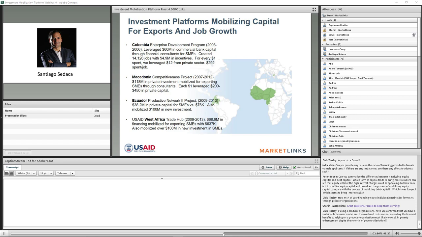Colombia was the first place where we understood the need to work on application preparation and deal closure to help companies that we were already helping through other technical assistance. In Macedonia, a few years later, was the first place where we experimented with incentivizing consultants.